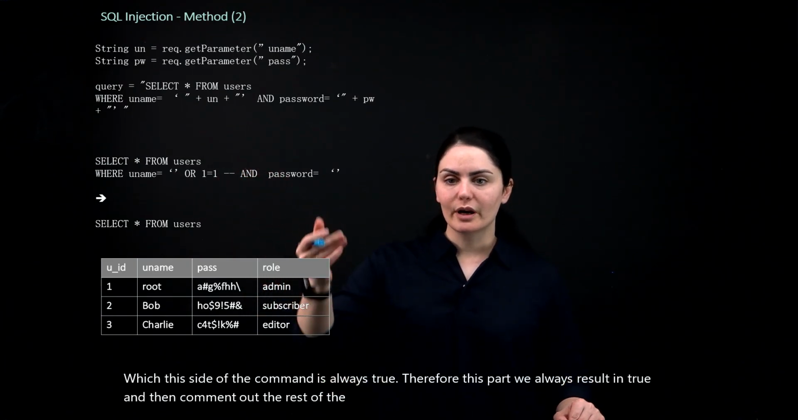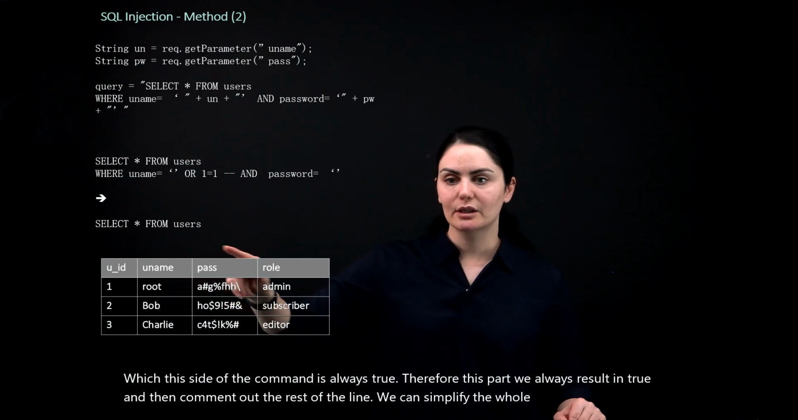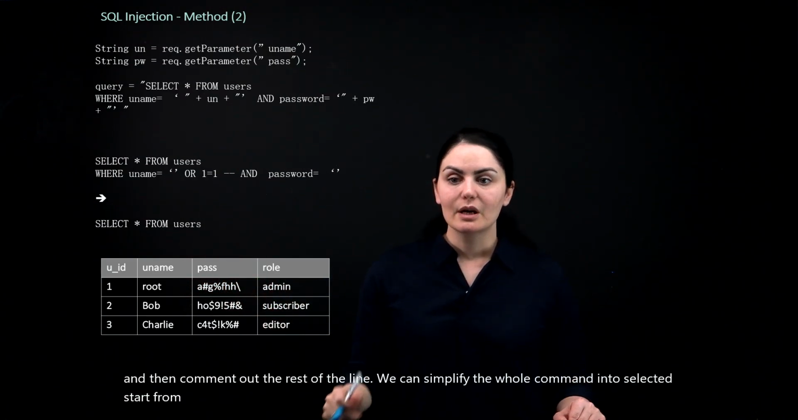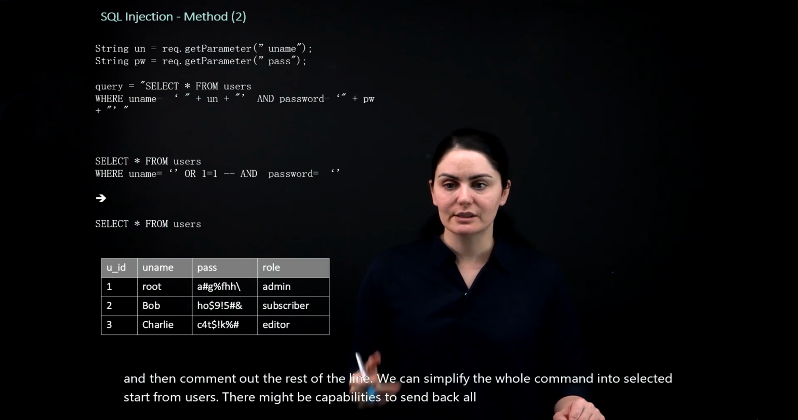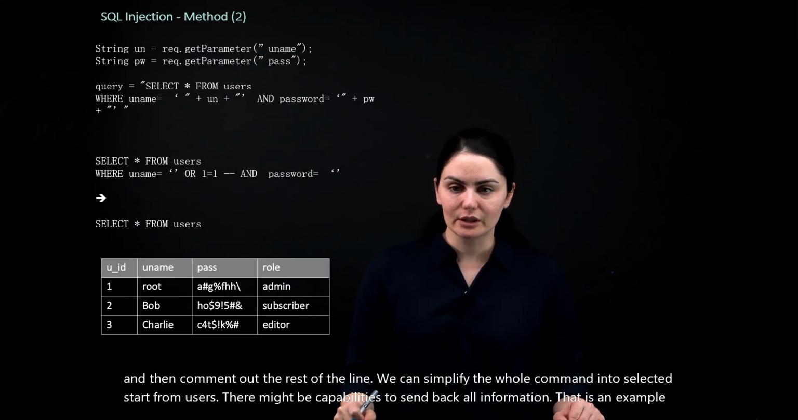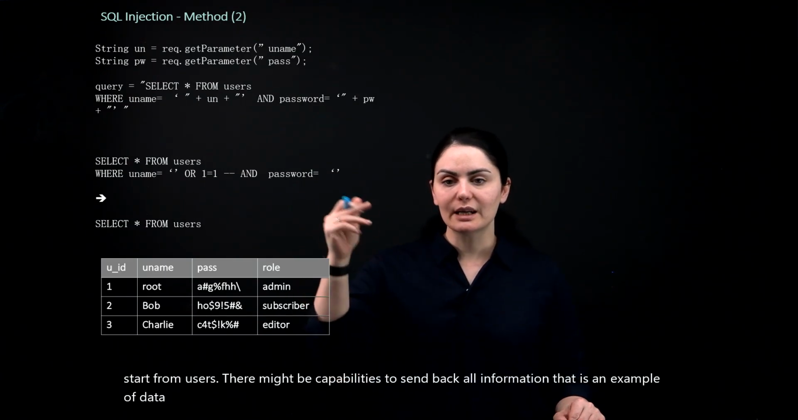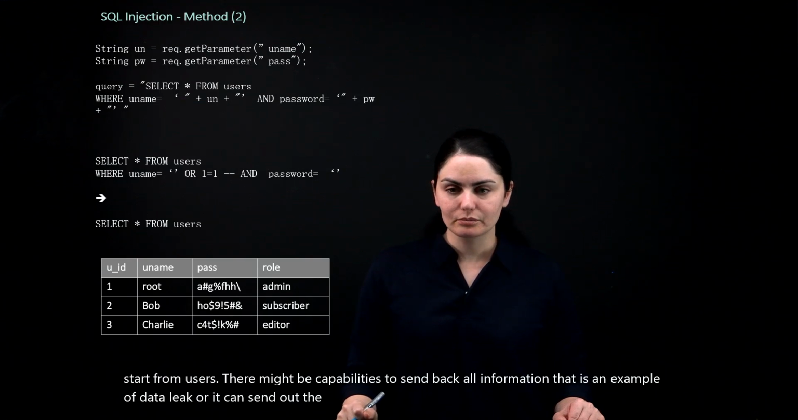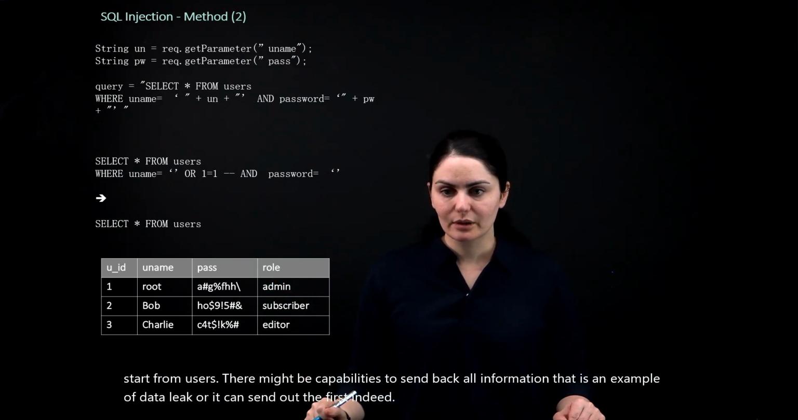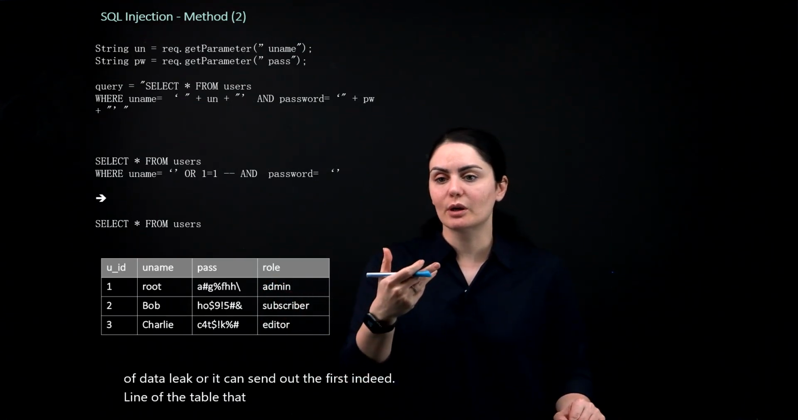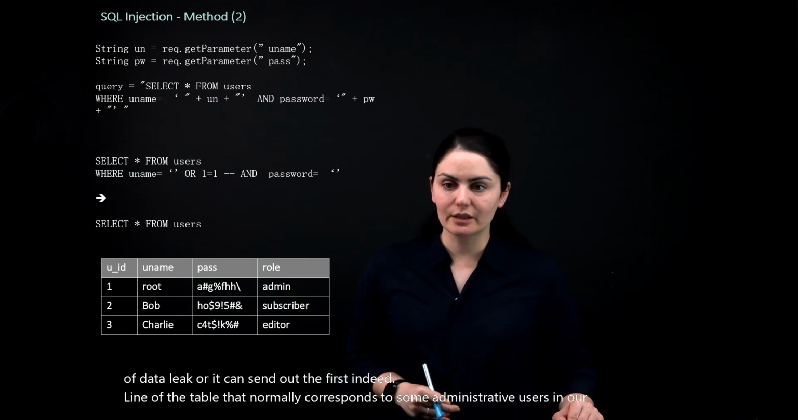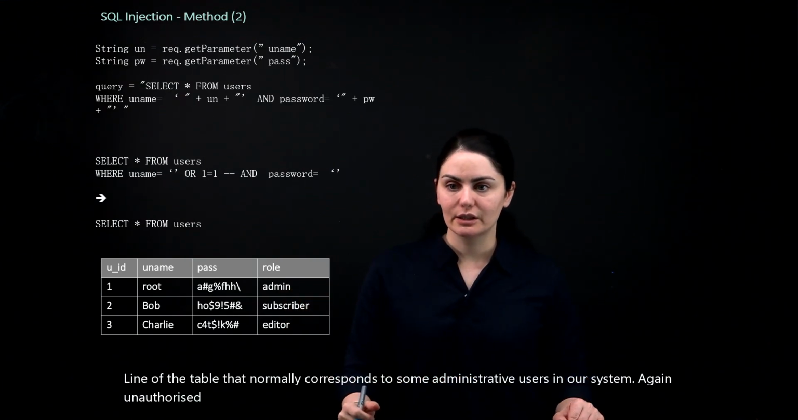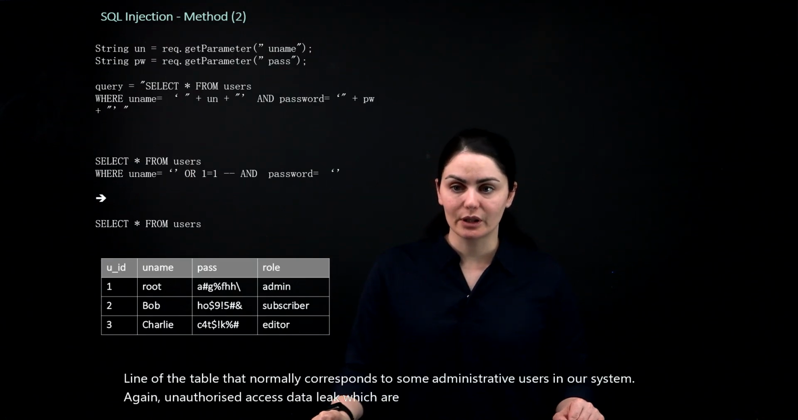We can simplify the whole command into select star from users. There might be capabilities to send back all the information, which is an example of a data leak. Or it can send out the first line of the table, which normally corresponds to an administrative user in our system. Again, this is unauthorized access and data leak, which are not supposed to be in our system.